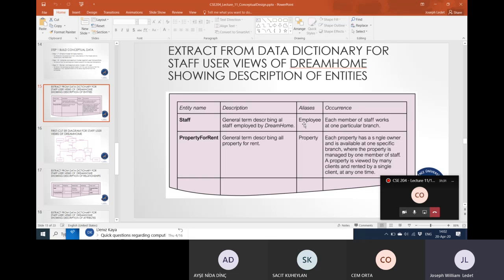Now specifically, if we look back at this data dictionary, where staff, each member of staff works at one particular branch. So the way that would get represented here is we have staff. Where's branch?